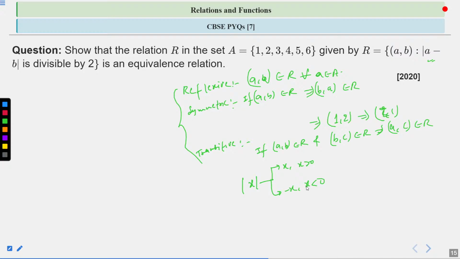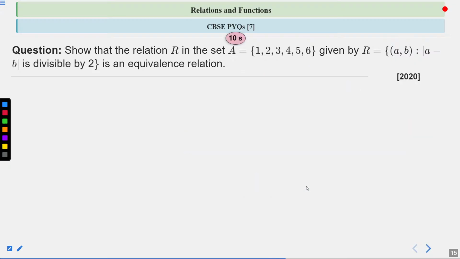So we basically have to define the relation R such that the absolute value of a minus b should be divisible by 2, right? Okay, you have 10 seconds to solve or think about this question. After that, we will discuss the solution part.